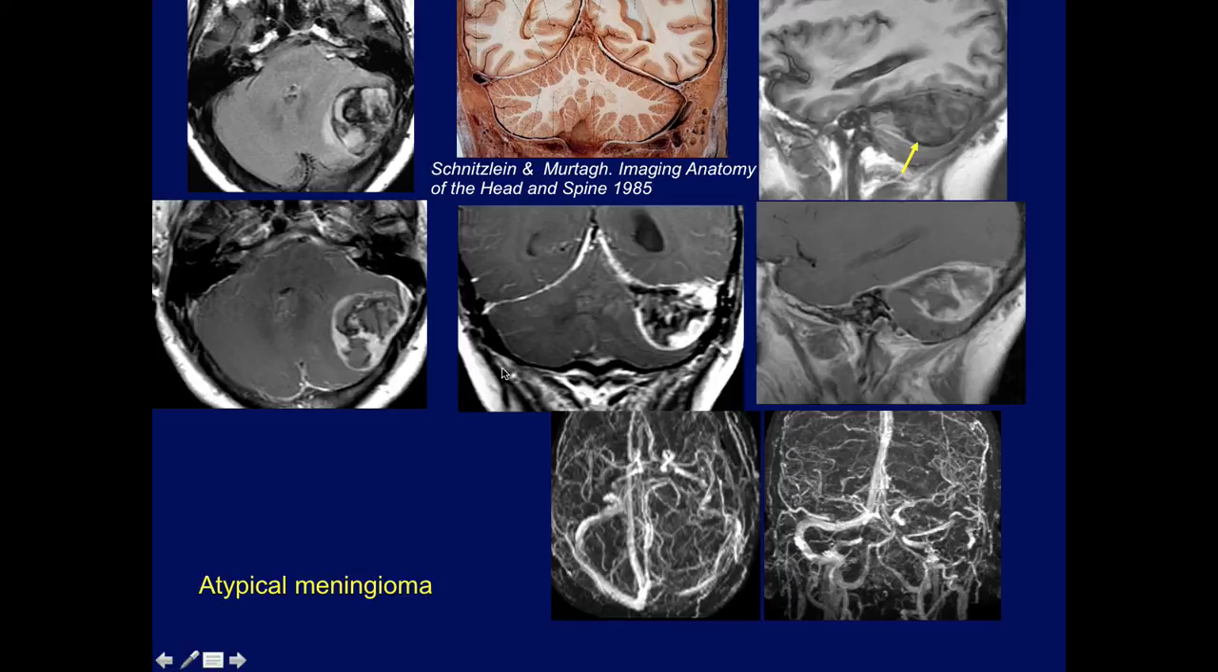Here's a nasty looking lesion, a meningioma, and this was an atypical grade 2 meningioma with potential malignancy. And again, notice the very irregular appearance, the inhomogeneous enhancement, and again involving the transverse sinus.